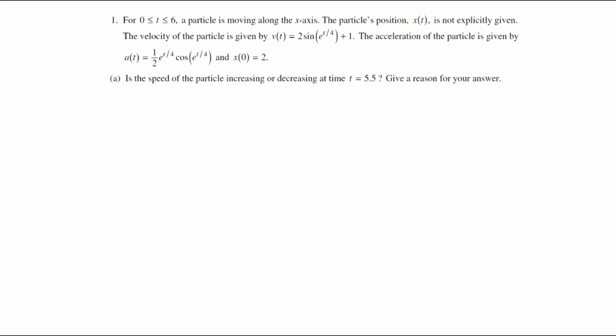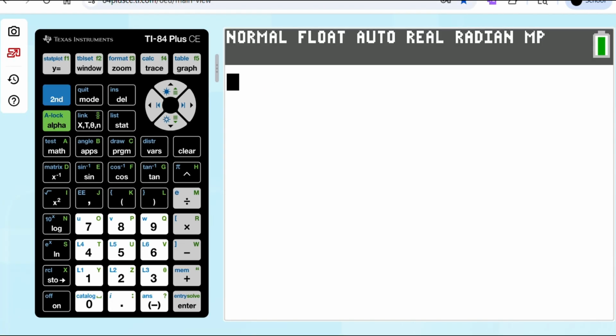And so the first thing it asks us is, is the speed of the particle increasing or decreasing at 5.5? Well, we've learned that speed is increasing when the velocity and the acceleration have the same sign, whether they're both positive or both negative. Or speed is decreasing if they have opposite signs. So all we really have to do here is just evaluate v of 5.5 and a of 5.5 and see if they're positive or negative, compare the signs of them. Conveniently, we've got a calculator for this problem. So we're just going to evaluate both functions at 5.5.